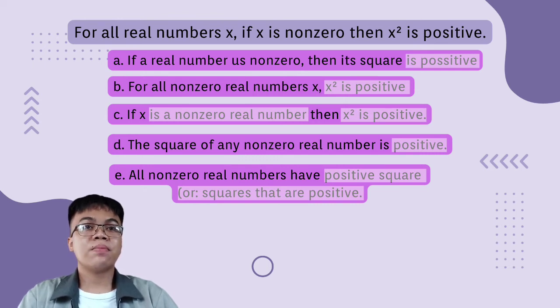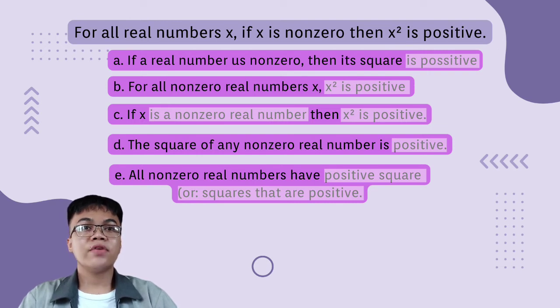Bale, itong mga nasa baba, itong A, B, C, D, and E, ito yung mga restatement ng example statement na nasa taas. We don't need to further explain it. It is because pag magre-rewrite ka ng statement, dapat lamang na kung ano yung pinapahiwatig ng original statement is ganun din yung pinapahiwatig ng restatement mo.